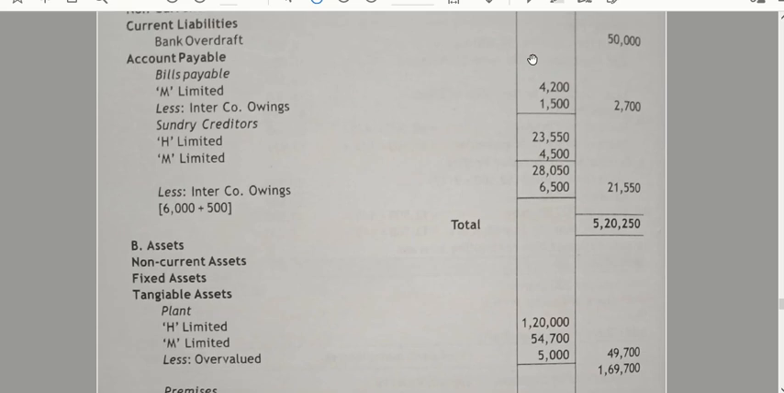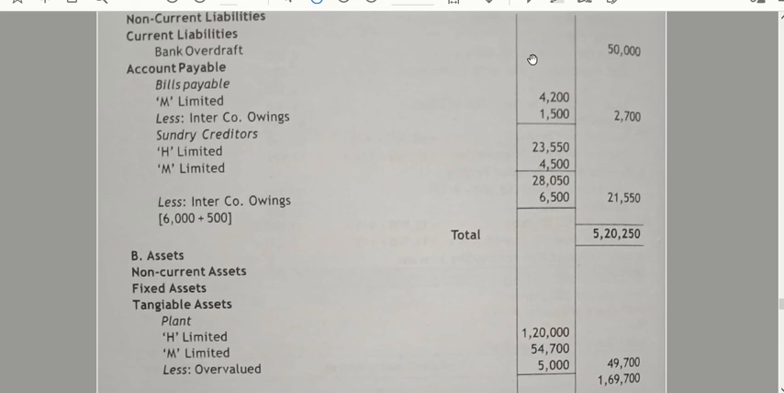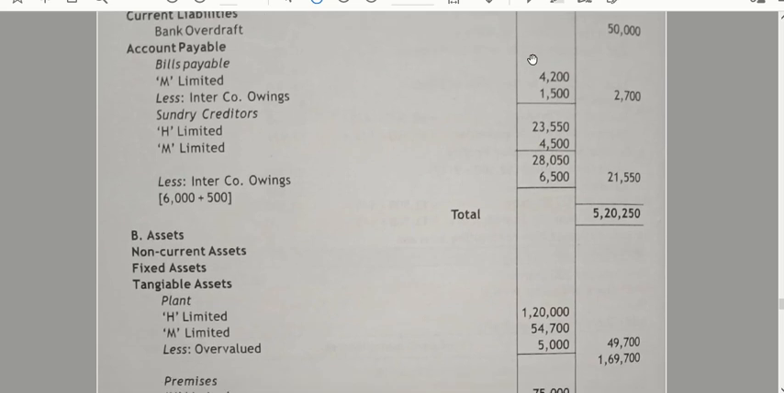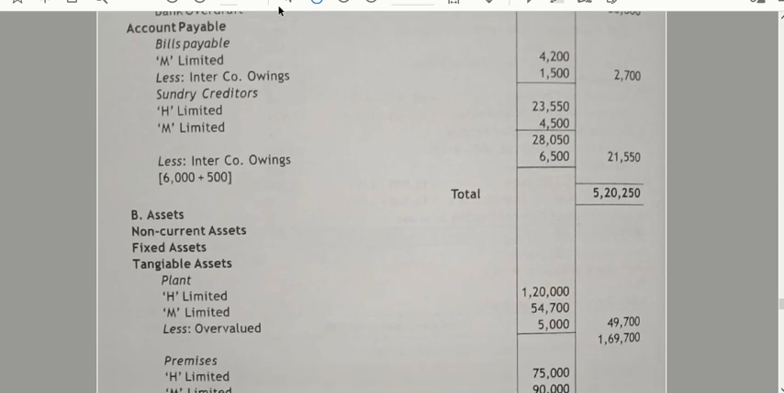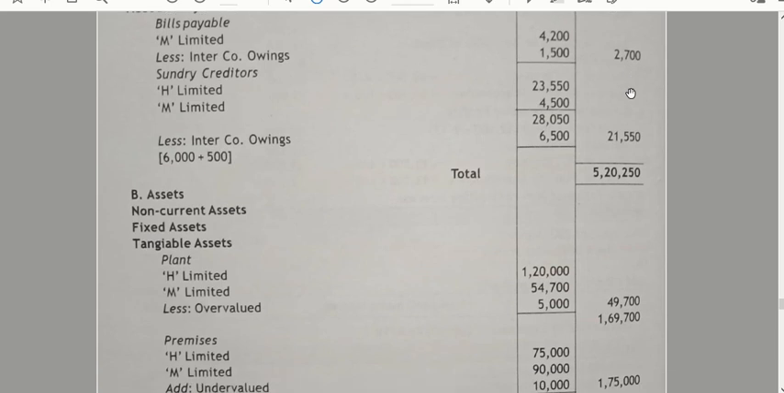Moving on to our non-current liabilities. Under that we have current liabilities, bank overdraft 50,000. Accounts payable, bills payable. M Limited is 4,200. Less your intercompany owings 1,500, which is given in your additional information. Total is 2,700, which is your bills payable.